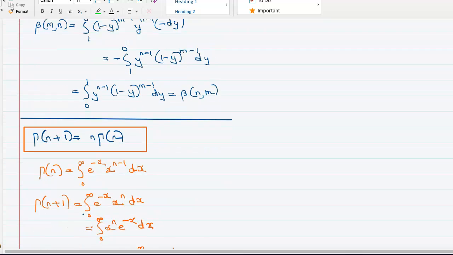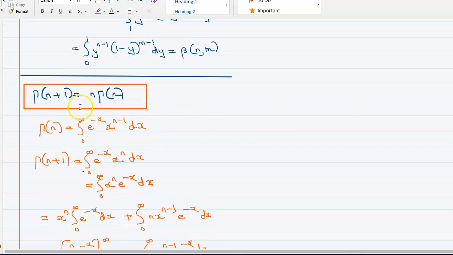Then you have another property of the gamma function. Gamma n plus 1 is n gamma n. Now gamma n is integral 0 to infinity e raised to minus x, x raised to n minus 1 dx. What is gamma n plus 1? Integral 0 to infinity e raised to minus x, this becomes x raised to n dx. That is integral 0 to infinity x raised to n e raised to minus x dx.